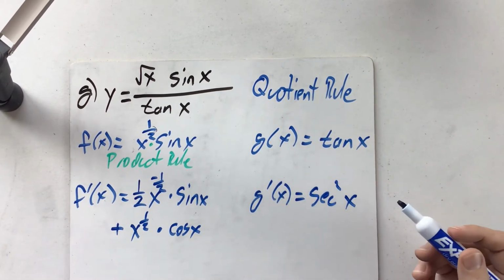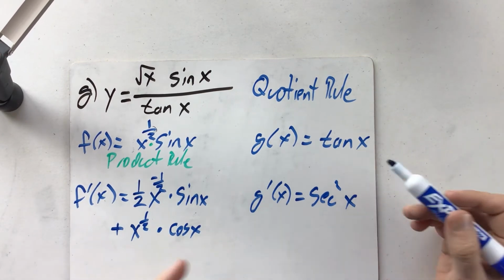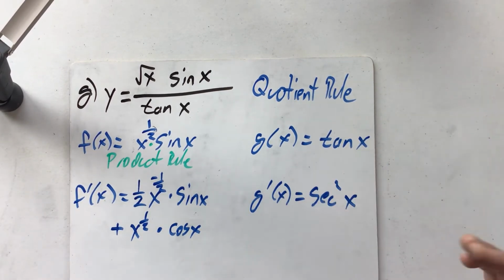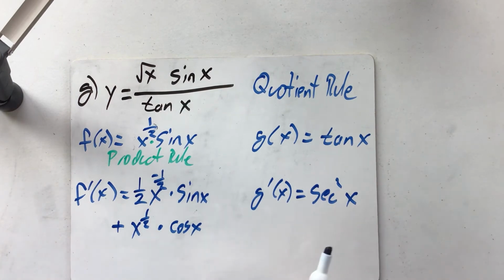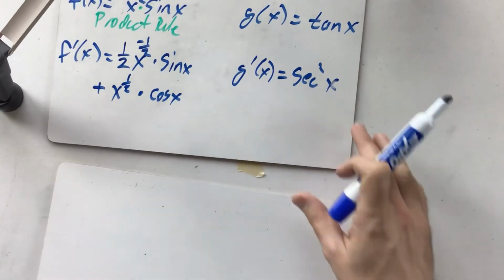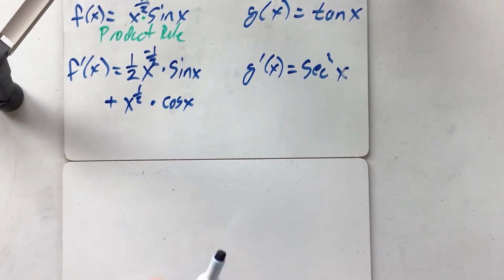You could, of course, write tangent as sine over cosine and then do a quotient rule to come up with that. That would be perfectly fine. But okay, there's that and there's that. So let's write down our answer. I'm going to get a new board so I can write my answer down and have plenty of space. So now what's my answer?